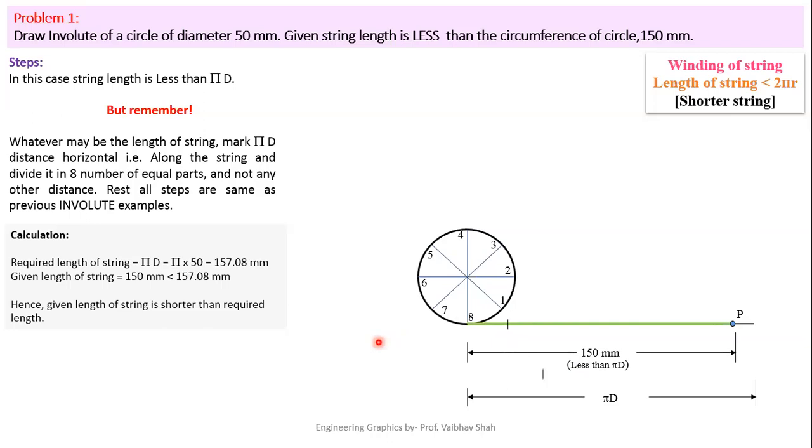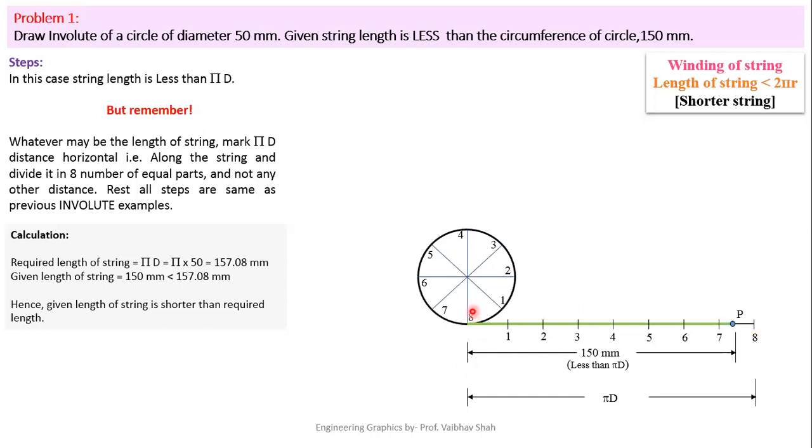So let us divide this length into 8 equal parts. 1, 2, 3, 4, 5, 6, 7 and 8. So we have divided this line into 8 equal parts. After dividing this line, we'll give numbering starting from this starting point as 0. So let us give numbering 0, 1, 2, 3, 4, 5, 6, 7 and 8.